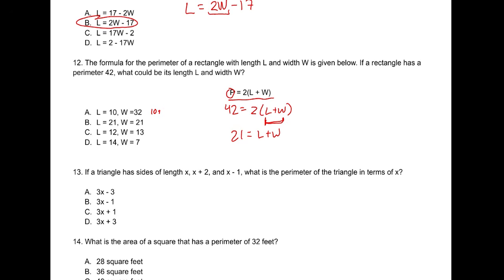So 10 plus 32 is definitely not 21, right? That'd be 42. 21 plus 21, well, that's definitely not 21. That'd be 42. 12 and 13, that would be 25, not 21. And then 14 plus 7, that does equal 21. So our answer is choice D.